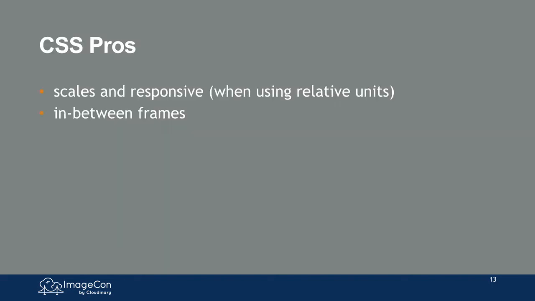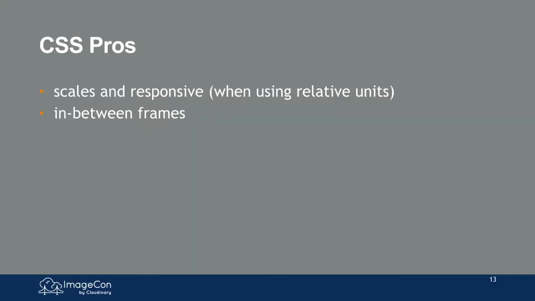Now, the advantage of this approach is that it scales and is responsive, assuming that you're using relative units. If you use absolute units like I did in the example, it will stay at 100 pixels no matter how big or small the browser is set to. And another advantage of this approach is that the browser is figuring out the in-between frames. So you basically told the browser, I want our circle to be here, here, here, and you figure out what you have to draw to make it seem like the circle is moving.